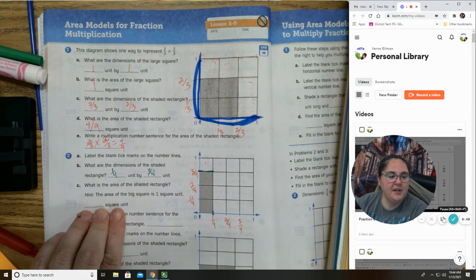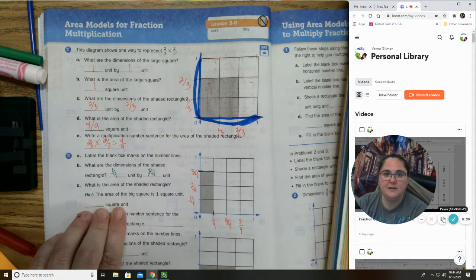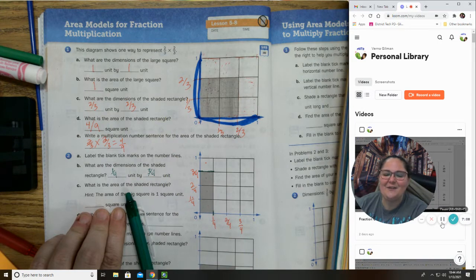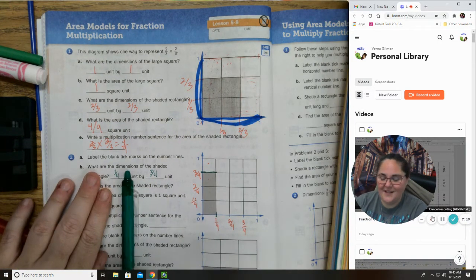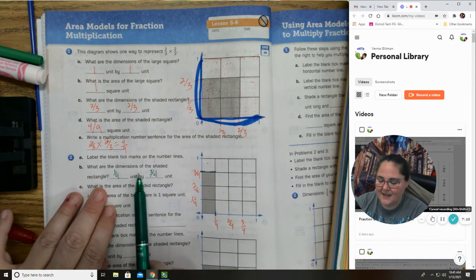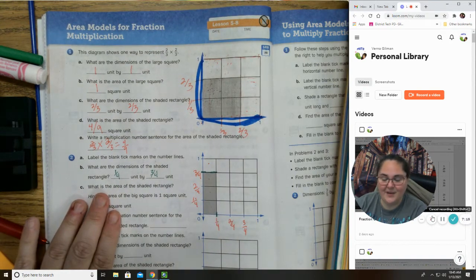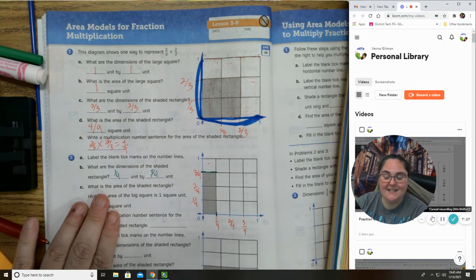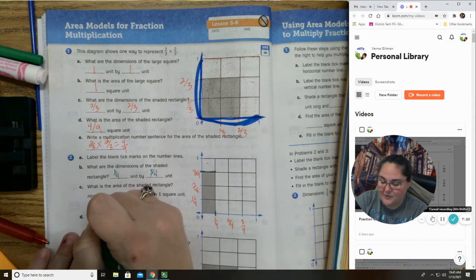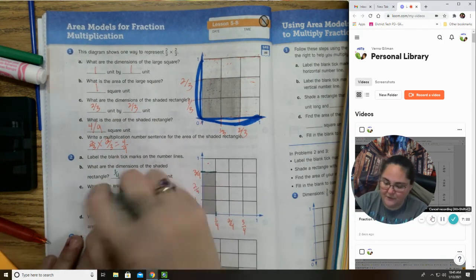What is the area of the shaded rectangle? Hint, the square is 1 unit. So this big giant square is 1 unit. So you're going to figure out a fraction. Use multiplication of fractions, you know how to do that. For this one, you are going to actually multiply. 1 times 3 is 3. 4 times 4 is 16. So your answer would be 4 over 16. But I'm sorry, 3 over 16.